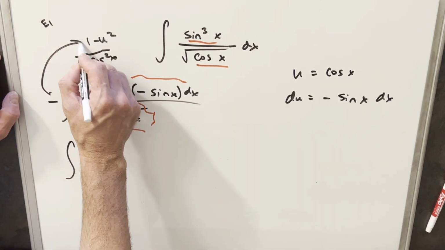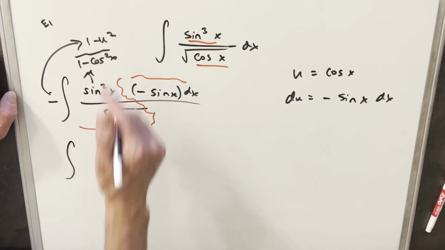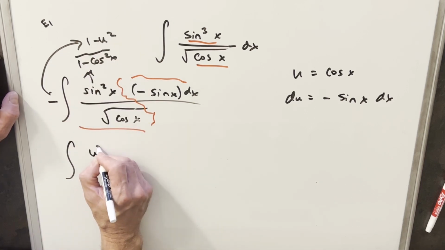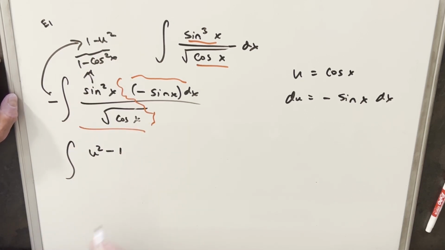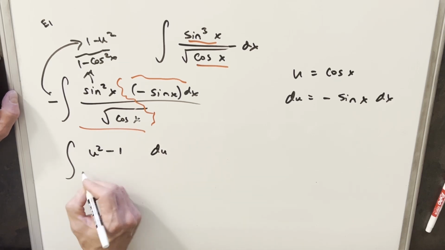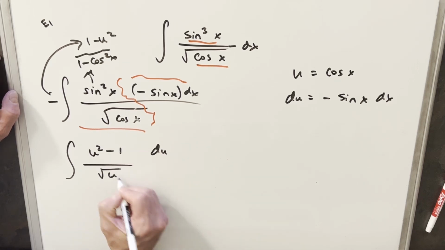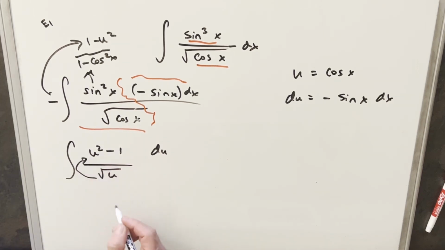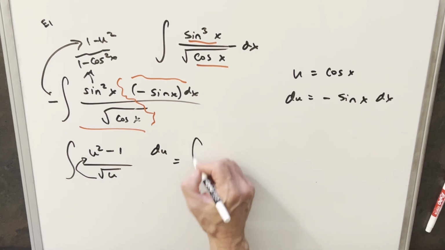What I'm going to do is take this minus and distribute it into that 1 minus u squared, and we'll write it as u squared minus 1. This piece here is going to be du, and this is going to be all over the square root of u. But then I can divide this square root of u in here in order to set up the power rule. So let's see what we have.